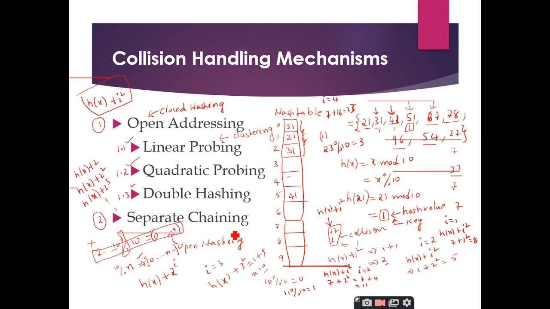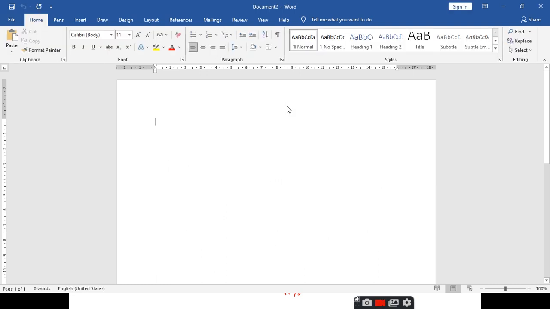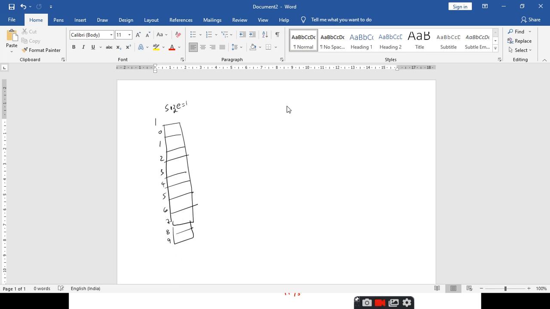Now coming to the separate chaining. Separate chaining means, as I told, let us take another Word document. Are you able to see this new document? Yes, sir. So let me take a hash table like this. What is the size of the hash table? So size is equal to 10. Let me take it as 10.